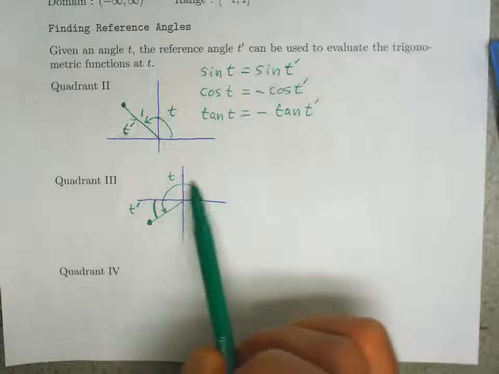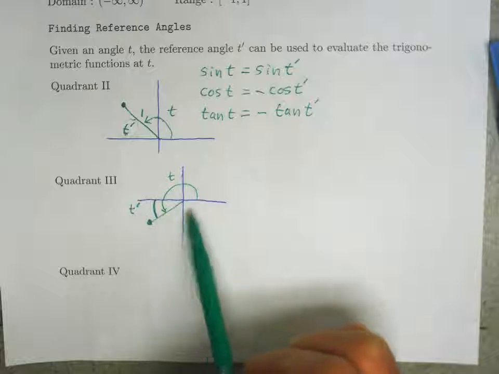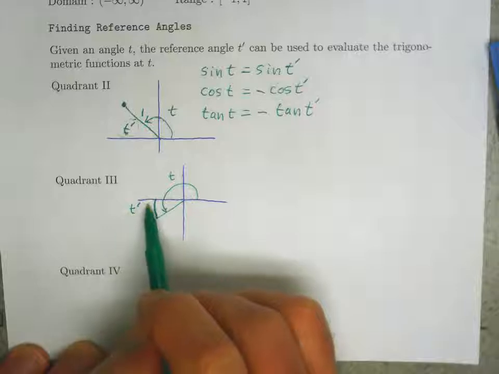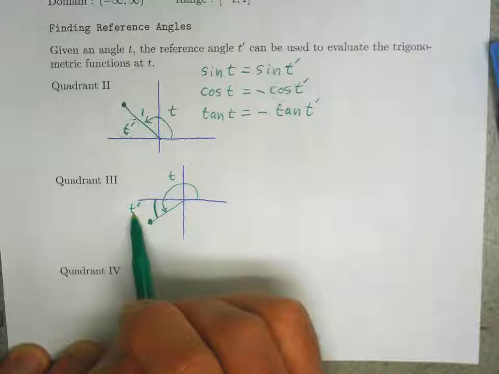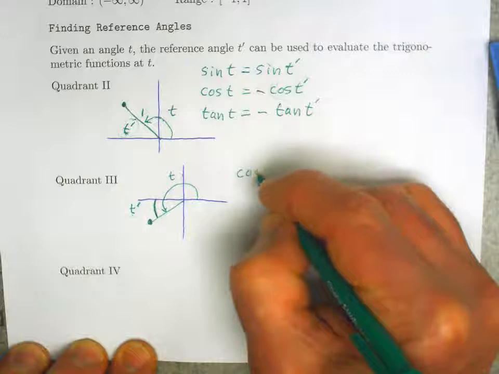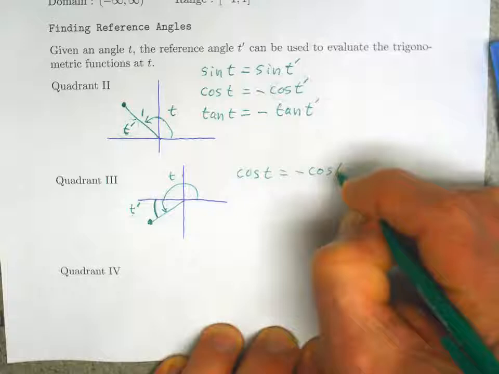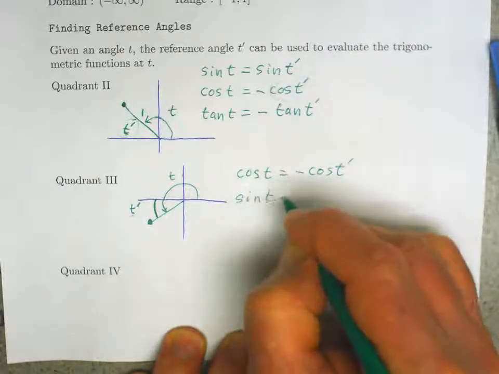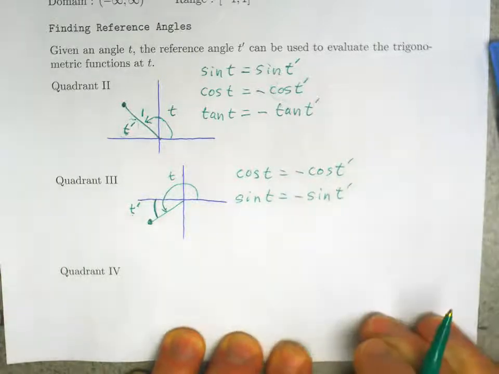So since t is in the third quadrant, we know that cosine of t is negative and sine of t is also negative. But cosine of the reference angle is positive, and the sine of the reference angle is also positive. So in this quadrant, cosine of t is equal to the negative of cosine of the reference angle t prime, and sine of t is equal to the negative of sine of the reference angle t prime.